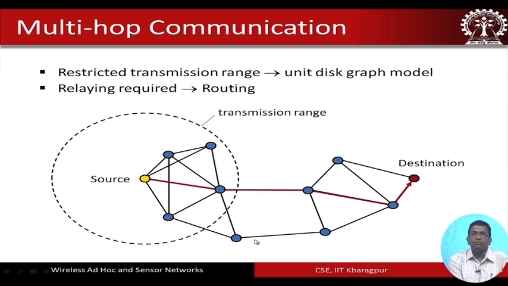So, how do I know which path the source node, which sends the data, is going to use to send the packet containing the sensed information? How do I know? So, basically, a routing protocol will determine and enforce that particular path.